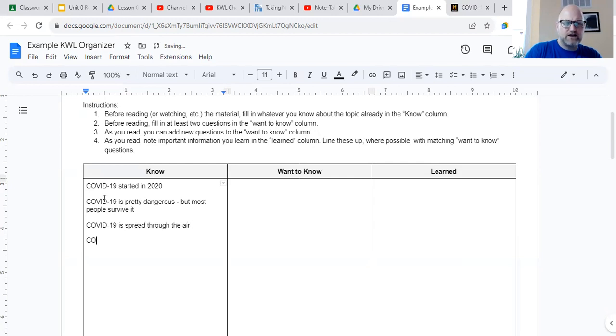And what else do I know about it? COVID-19 probably came from bats to humans. Now, I am not an expert on this. It's okay if it turns out that some of these things that I think that I know turn out to be wrong. I can update them when I'm taking my notes, but I want to start with what at least I think that I know.